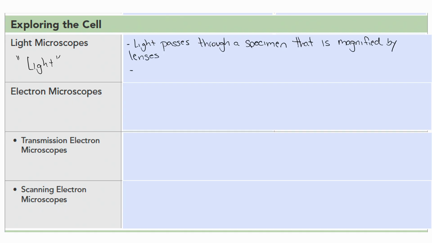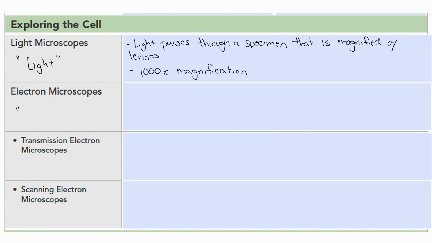So in a light microscope, you can magnify an image about 1,000 times the size of the image. Again, this magnification level is limited by the wavelengths of light and how they travel and the distance between two points. Now, we can also add stains, dyes, or fluorescent dyes that are used for visibility.